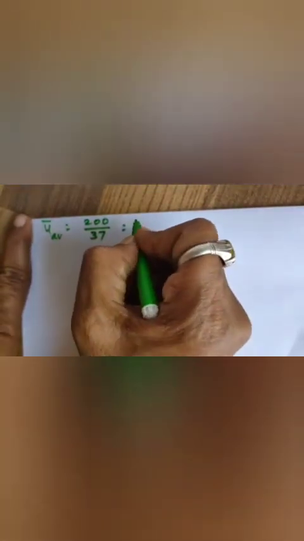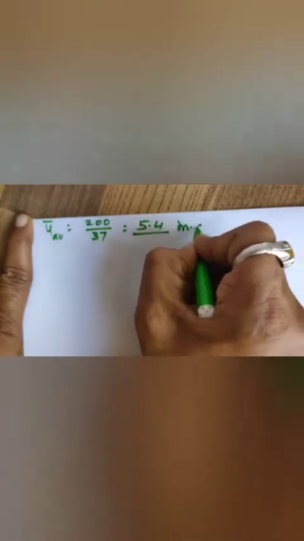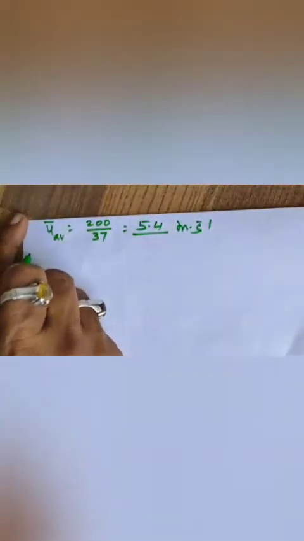The answer is, average velocity is equal to how much? After totaling all these things, you got the value 200 divided by 37, and you got the answer 5.4 meter per second. Now come to RMS velocity.